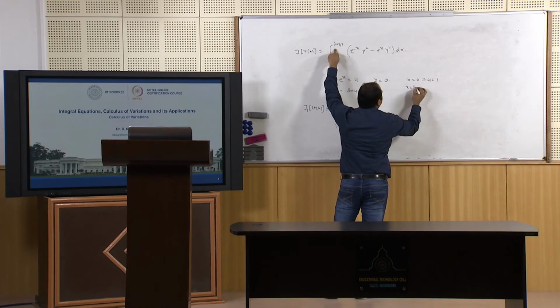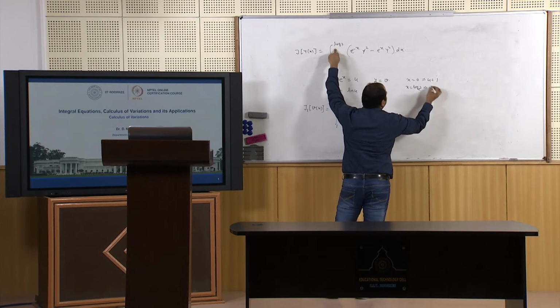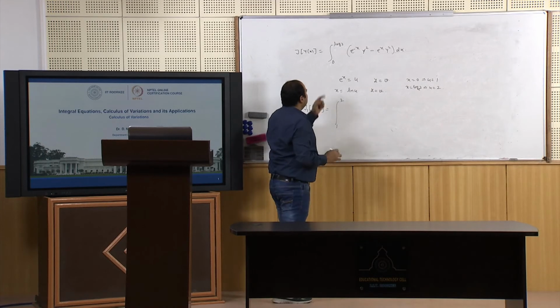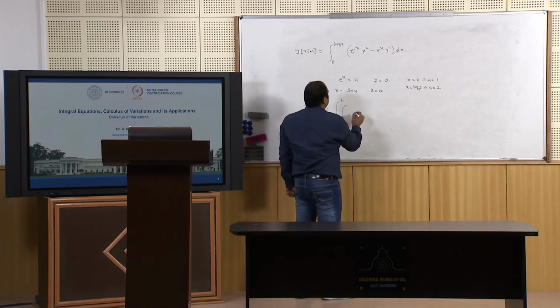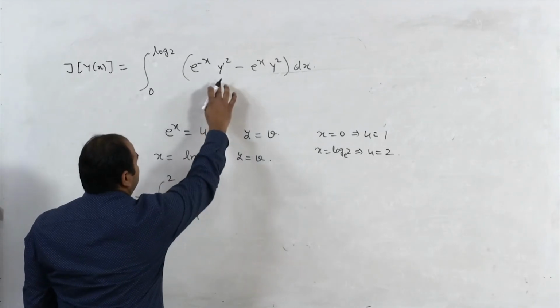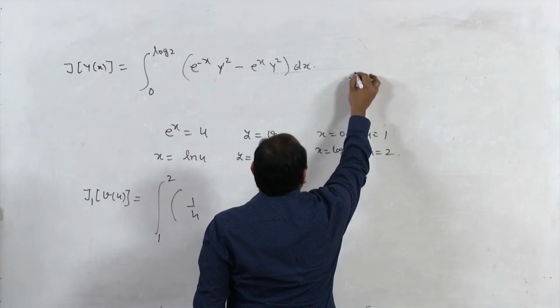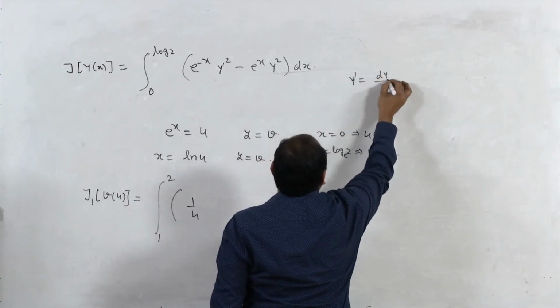When x equals log of 2 base e, this will give you u equal to 2. So the limit for u will be 1 to 2, and e to the power minus x will be 1 upon u. Now y dash square will be what? So we have to calculate what is y dash. So y dash will be dy by dx.